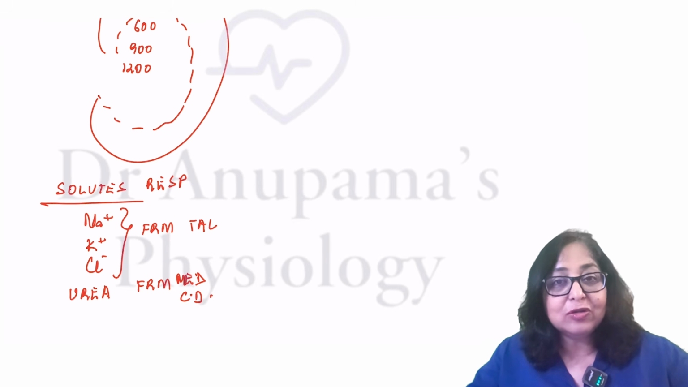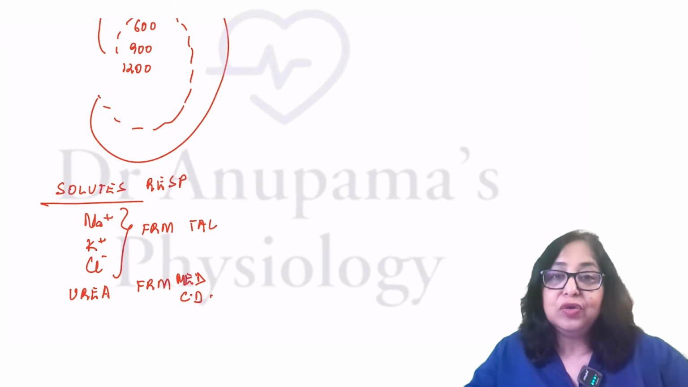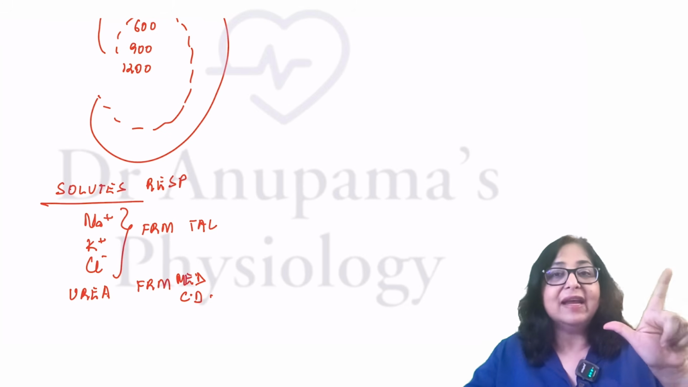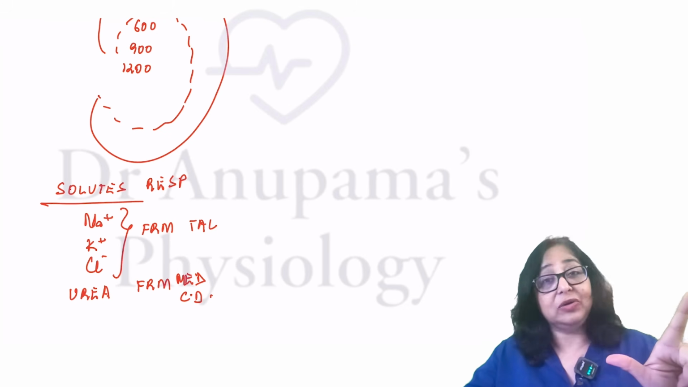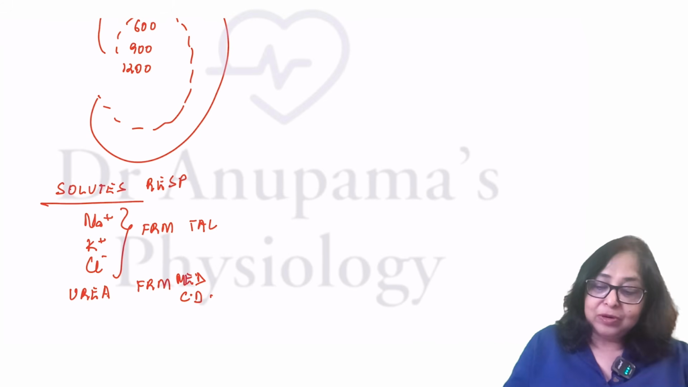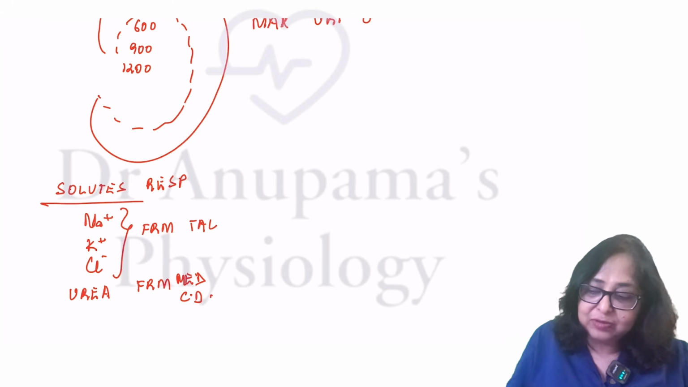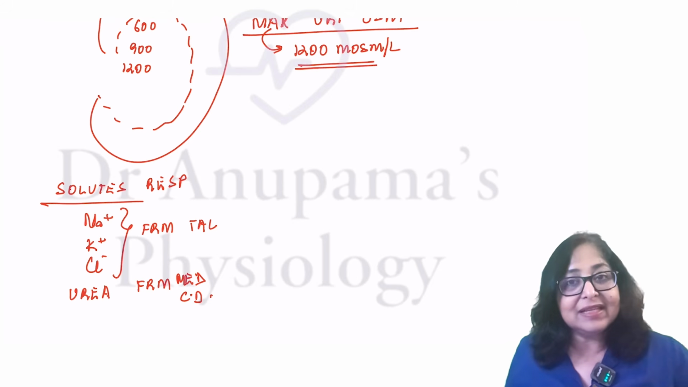Why do I need a hyperosmolar medullary interstitium? Because it helps me to produce a concentrated urine. For concentration of urine, I need two things: presence of ADH, and number two, a concentrated medullary interstitium. Because water always moves from dilute to concentrated. Right? So now my next important point is, what is the maximum urinary osmolality which can be achieved? The maximum urinary osmolality which can be achieved is 1200 milliosmoles per liter. Urine can never be more concentrated than this.